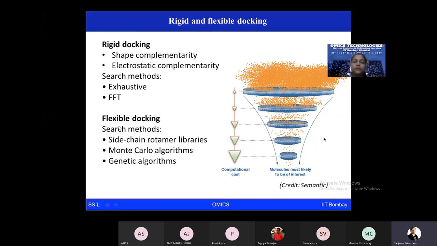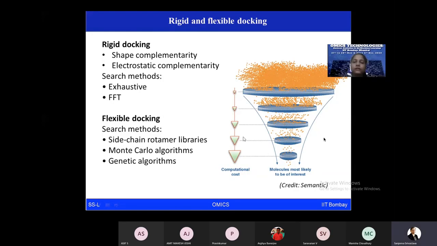In case of flexible docking, this is actually one step ahead of the rigid docking. Here, what we are considering is that the protein would change its conformation whenever the ligand is binding to the binding site of the protein. This is basically contributed by the side chain rotamer libraries, which are libraries of various rotations in which the side chains can rotate. Then Monte Carlo algorithms and genetic algorithms are widely used in case of flexible docking.